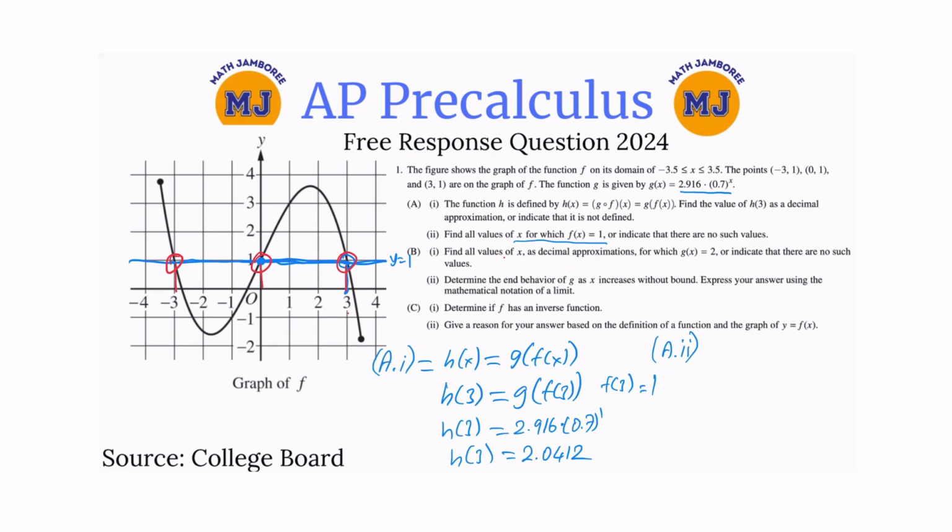So in this case, we can just go ahead and say that f of x equals 1 at x equals negative 3, comma, x equals 0, and x equals 3. So at these points, the function gives the value 1.